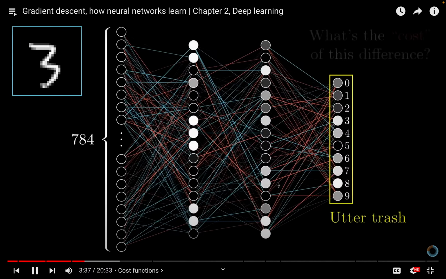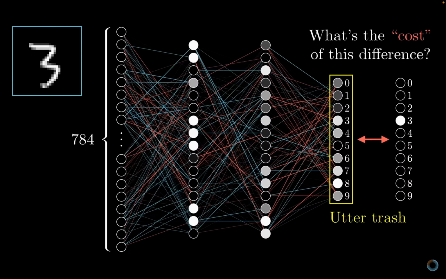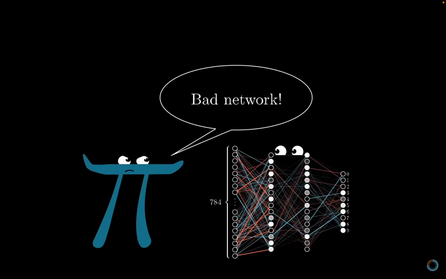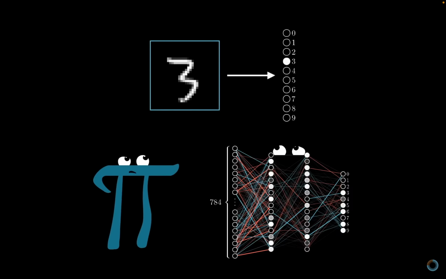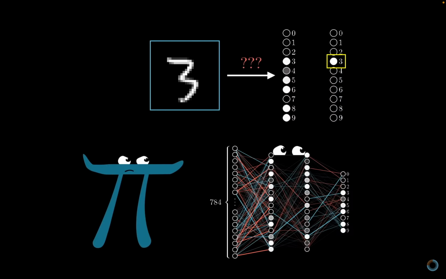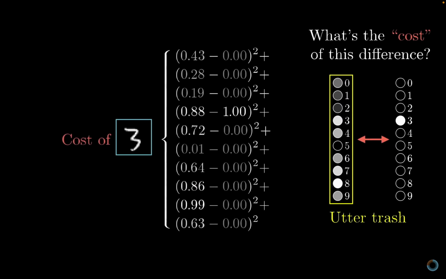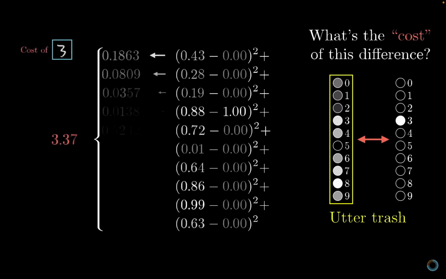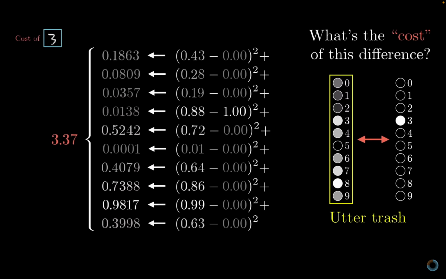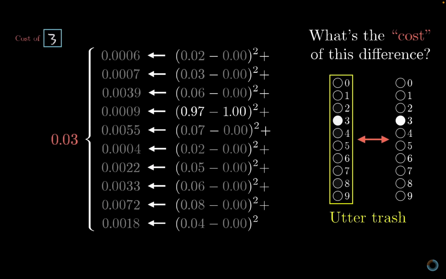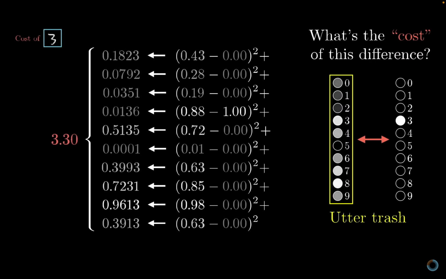a mess. So what you do is you define a cost function, a way of telling the computer, no, bad computer, that output should have activations which are 0 for most neurons, but 1 for this neuron. What you gave me is utter trash. To say that a little more mathematically, what you do is add up the squares of the differences between each of those trash output activations and the value that you want them to have. And this is what we'll call the cost of a single training example. Notice, this sum is small when the network confidently classifies the image correctly, but it's large when the network seems like it doesn't really know what it's doing.